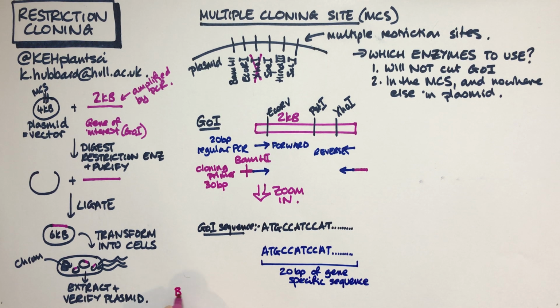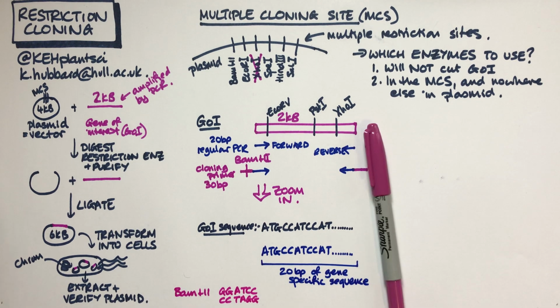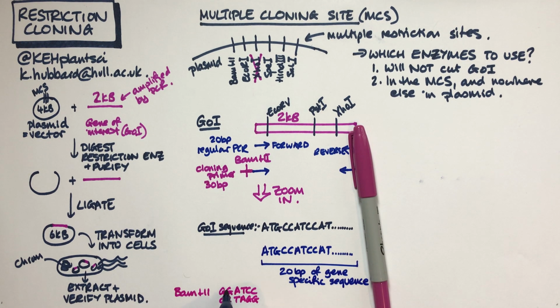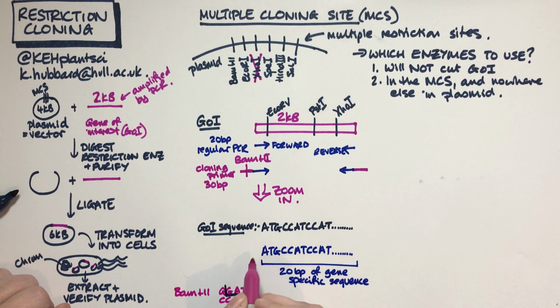So BamHI cuts at the sequence G, G, A, T, C, C, so C, C, T, A, G, G, if I've got both strands. BamHI is an example of a restriction enzyme that gives you sticky ends, so it cuts like this. Okay, so what I need to do is to add the BamHI sequence to my primer, so that I've introduced that restriction site.